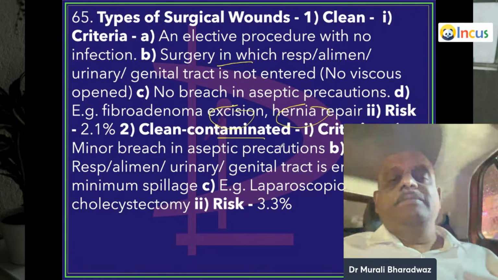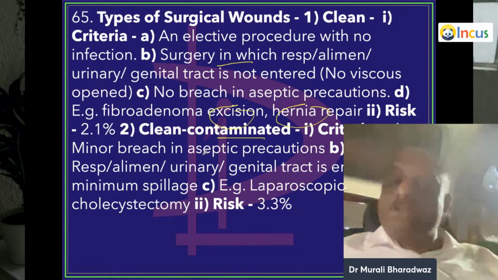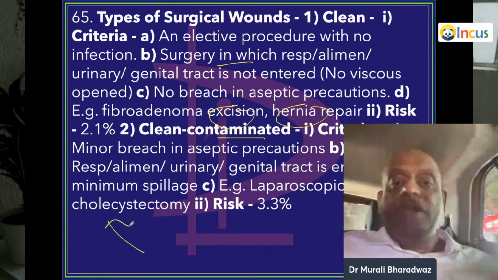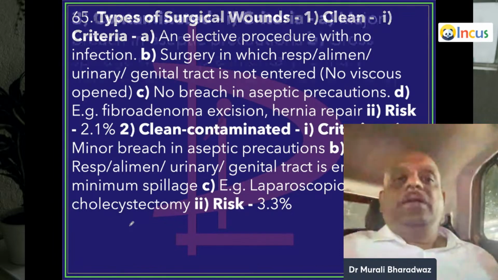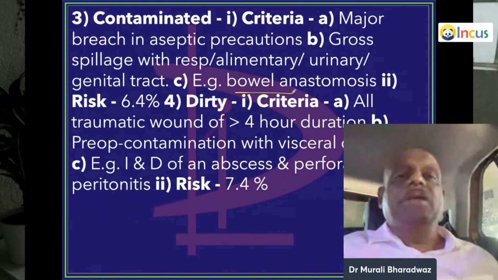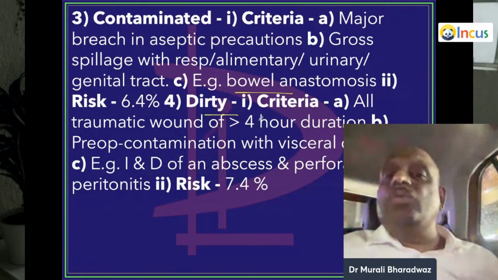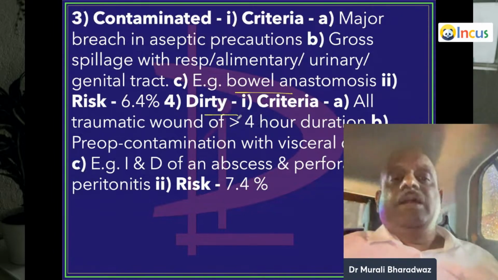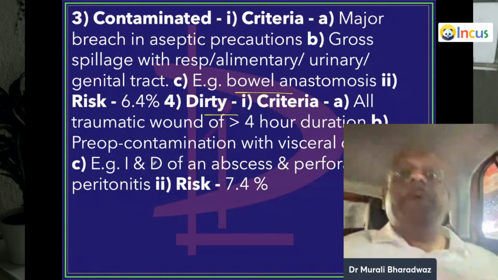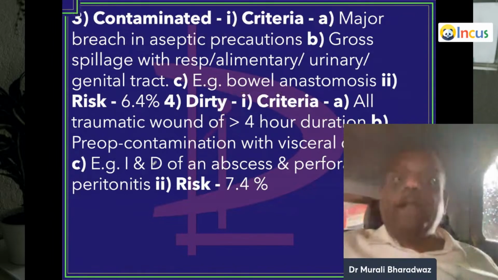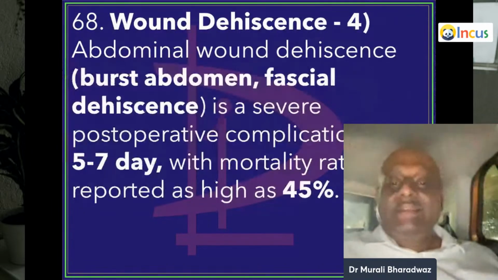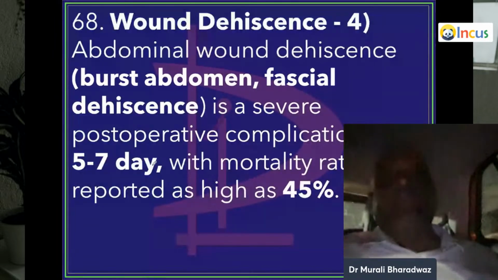Then what is clean contaminated? There is a minor breach. The respiratory, alimentary, urinary or genital tract is entered, but with minimal spillage. Laparoscopic cholecystectomy is an example of clean contaminated. If there is a major breach, you call it contaminated, like bowel anastomosis. Dirty, if there is any traumatic wound of more than 4 hours duration, like incision and drainage of an abscess and perforation peritonitis; they are all examples of dirty wounds, is what you need to remember. So we need to know about wound dehiscence.